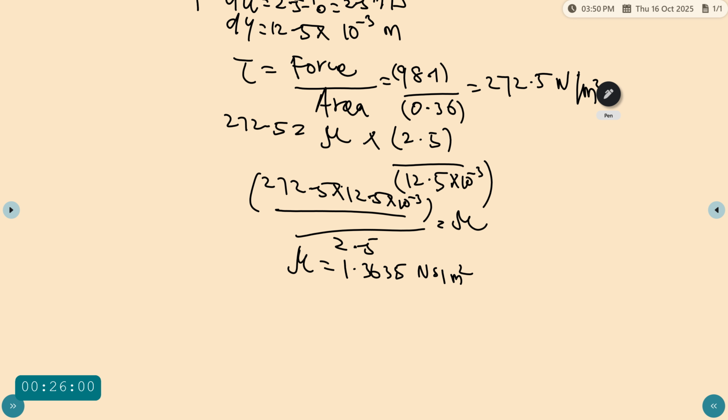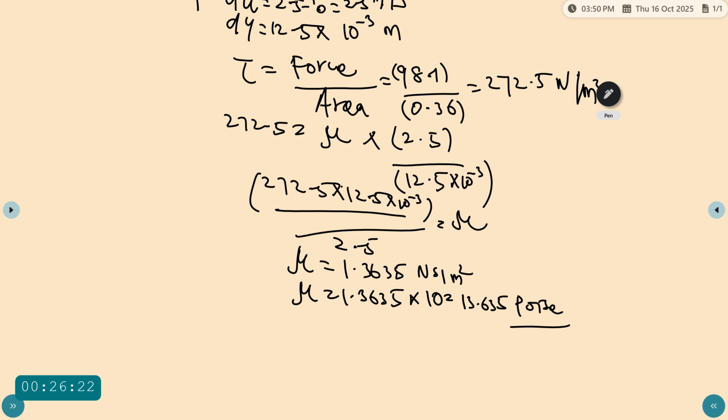But they asked for the dynamic viscosity in poise in the question. So for poise, 1.3635 into 10, the answer is 13.635. Up to 3 digits, we keep poise. This is the value of dynamic viscosity.